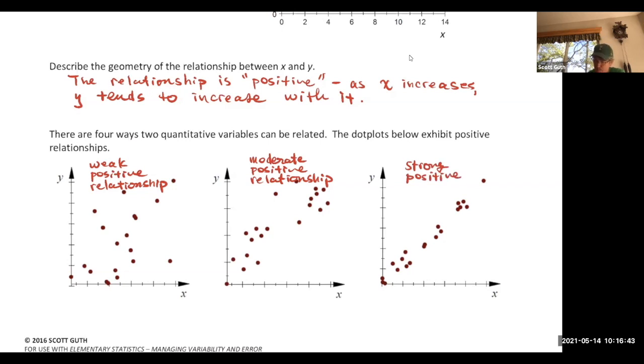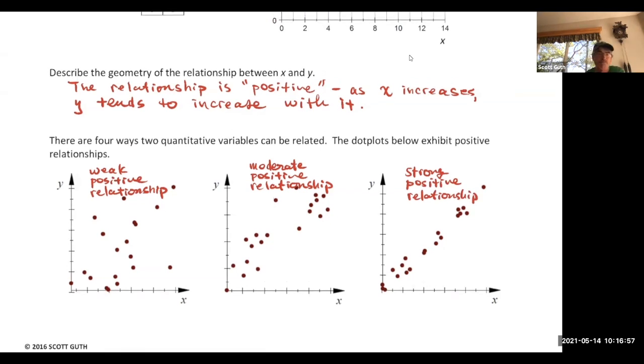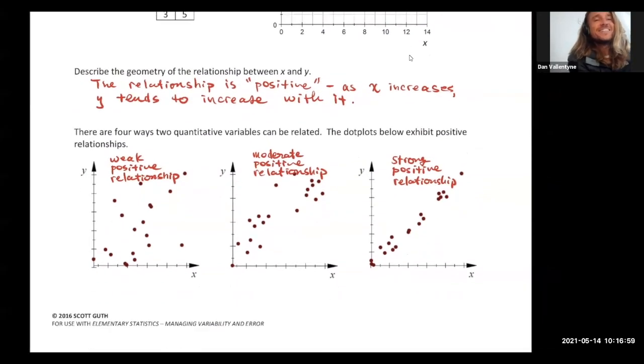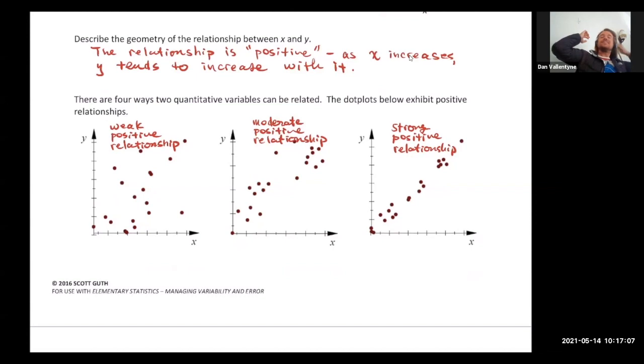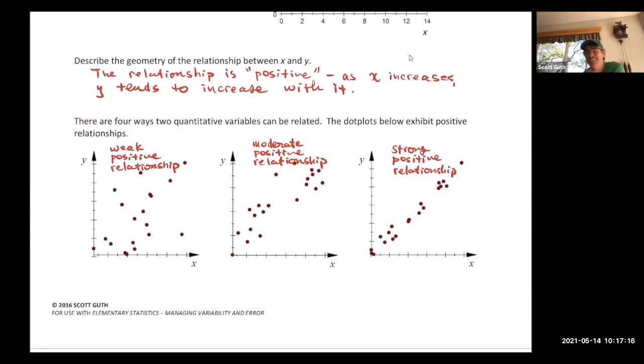Those are the ones that make the best predictions. Sorry? At what point do we say a weak positive relationship is no relationship? I'm not ready to answer the question, but I will before it's all over. And by the way, weak. Oh, you're asking me the difference between weak and none? Yes. I think for all intents and purposes, weak and none would be considered none.